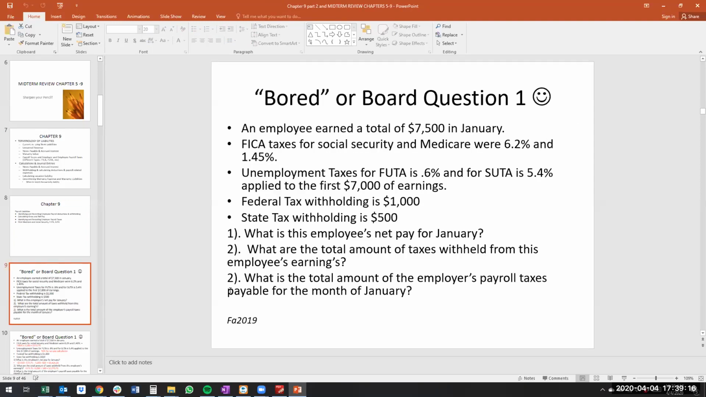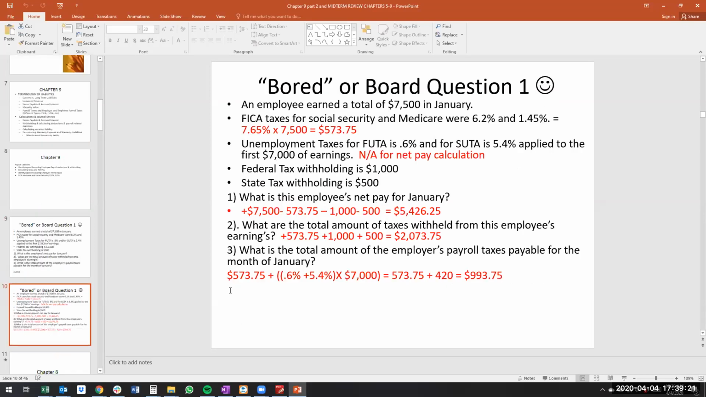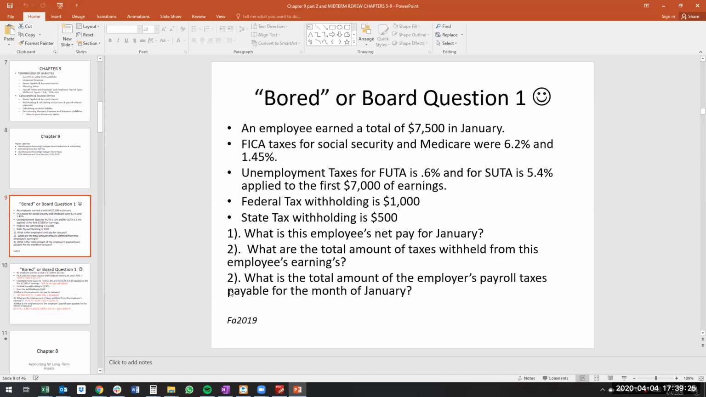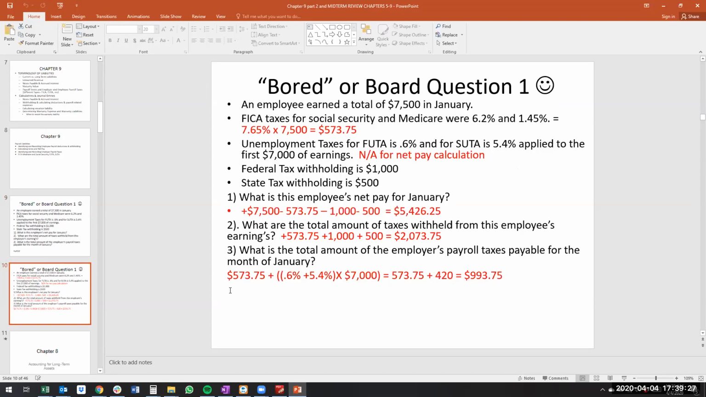Board reward. What is the employee's net pay in this situation? We have the answers here, and we'll go through how to calculate it. What's the employee's net pay? What's the total amount of earnings? And what is the total amount of the employer's payroll taxes payable for the month of January? Just another example for you, and make sure you do your homework as well.